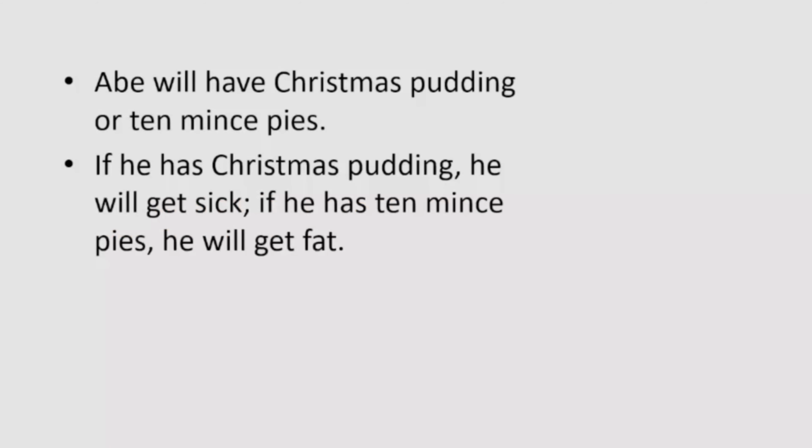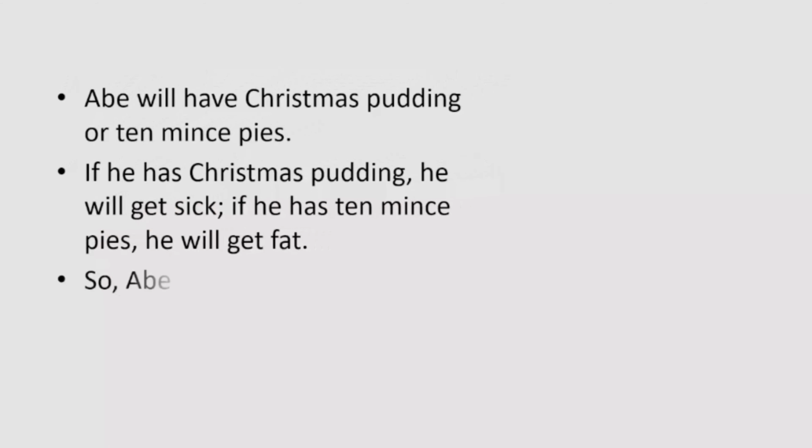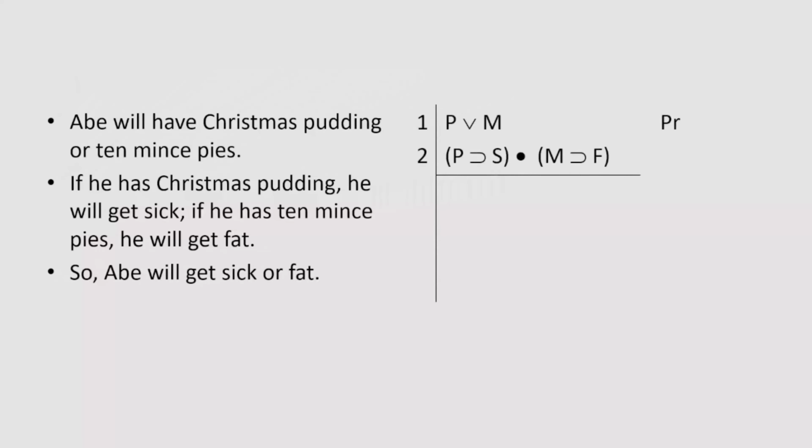Abe will have Christmas pudding or 10 mince pies. If he has Christmas pudding, he'll get sick. If he has 10 mince pies, he'll get fat. So, Abe will get sick or fat.